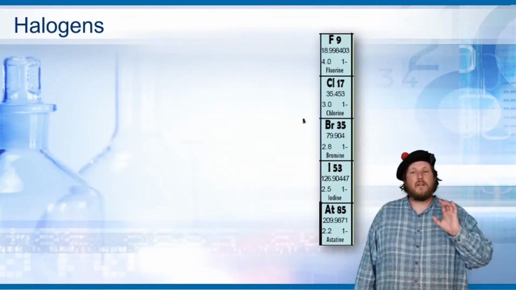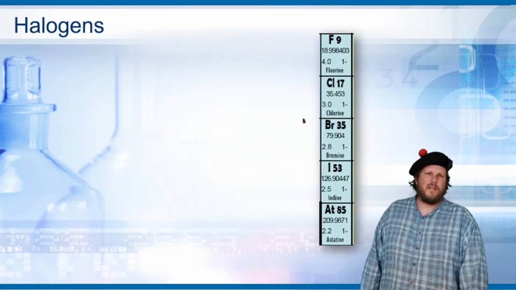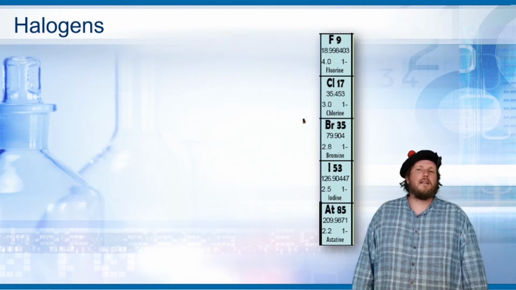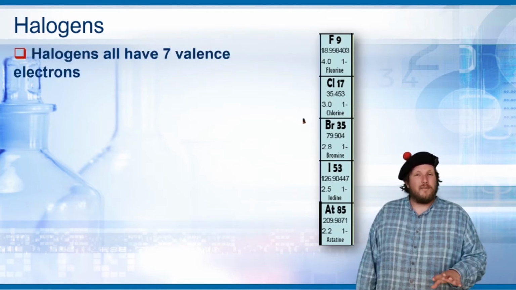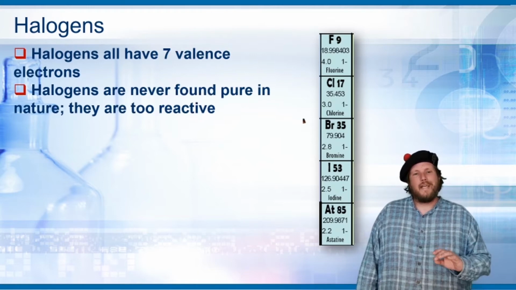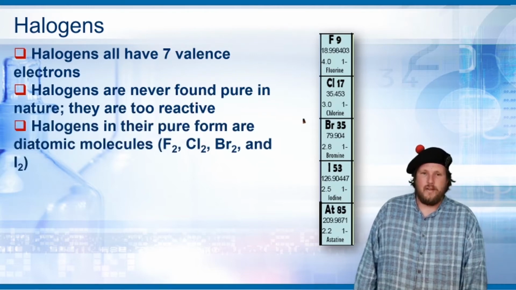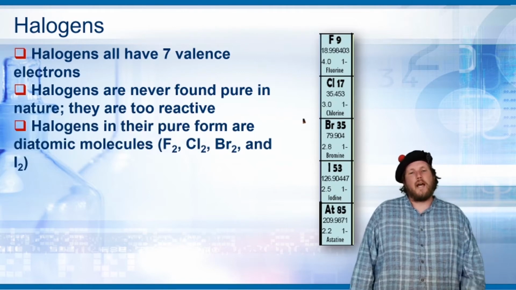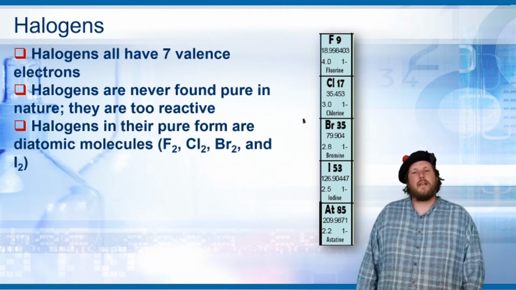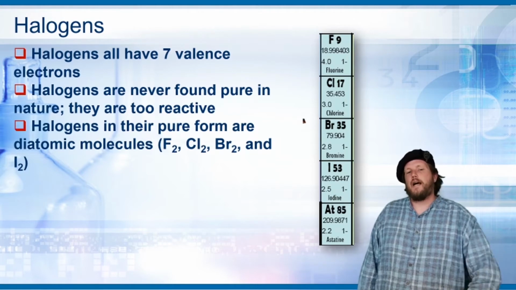So halogens, also nonmetals, but they have their own separate subcategory called the halogens. They all have 7 valence electrons. They are never found pure in nature because they're also very, very reactive. And in their pure form, they're always diatomic, which means there's always 2 of them together. So F2, Cl2, Br2, and I2.